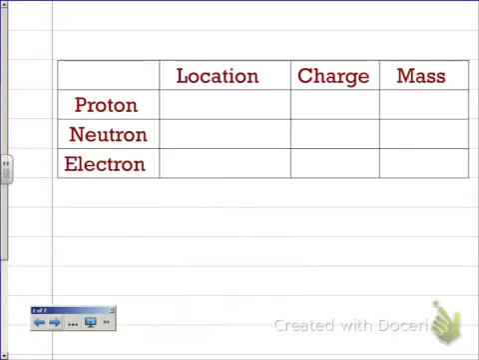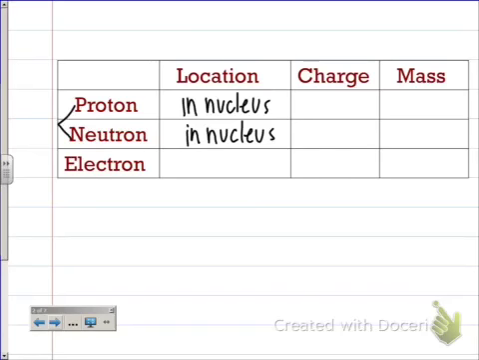Okay, so the first thing we need to talk about are the three subatomic particles: protons, neutrons, and electrons. Protons and neutrons are located in the nucleus, in the center of an atom, so they're often grouped together. Protons and neutrons are in the nucleus of an atom. Electrons, however, are in the electron cloud, which ought to be pretty easy to remember.